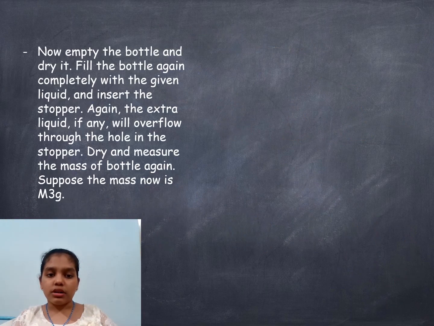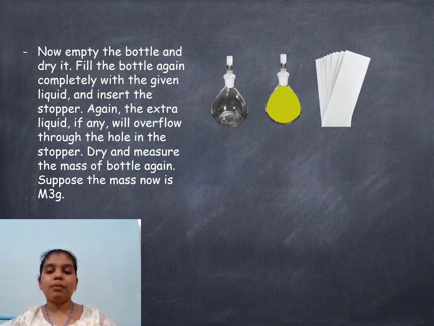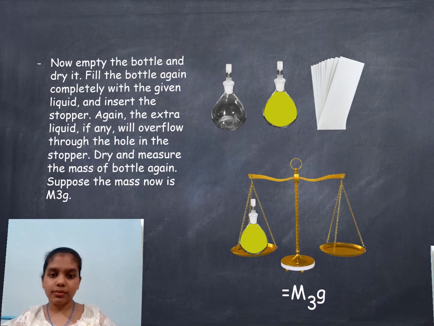Next, we empty the bottle and dry it. We fill the bottle again completely with the given liquid and insert the stopper. Again, if there is any extra liquid, it overflows through the hole in the stopper and the extra droplets are wiped out using the blotting paper. We then measure the mass of the density bottle filled with the liquid using a beam balance and refer to this mass as m3 gram.